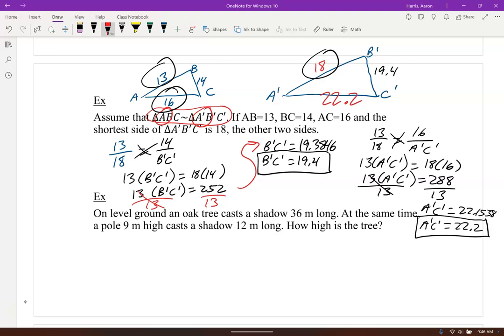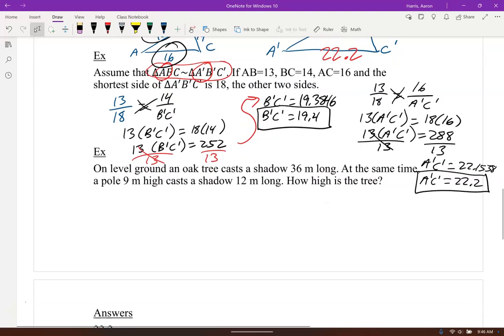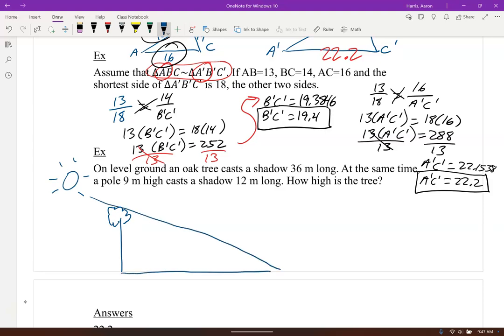So again, you're setting up proportions. Let's do this next one. On level ground, an oak tree casts a shadow 36 meters long. So we've got this shadow situation again. Here's my terrible looking sun. We've got this oak tree on the ground, and it's casting a shadow onto the ground. So here's my triangle right here, 90-degree triangle.